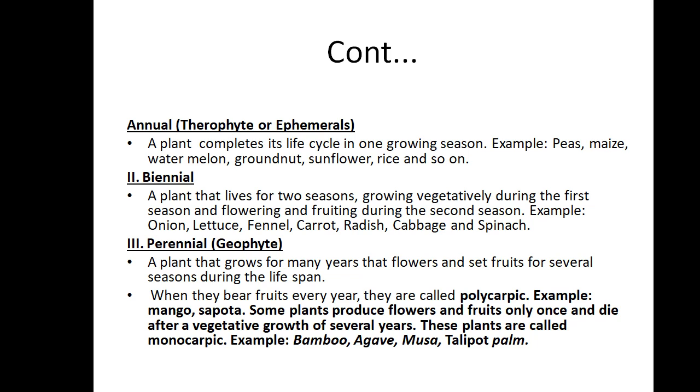In one season it grows vegetatively, that is its root, stem, everything will be growing in one season. In another season it gives the flowers, fruits, and buds. Perennial means the plant, also called geophytes. Geophytes means the plant which is growing more than 2 years is called perennial.